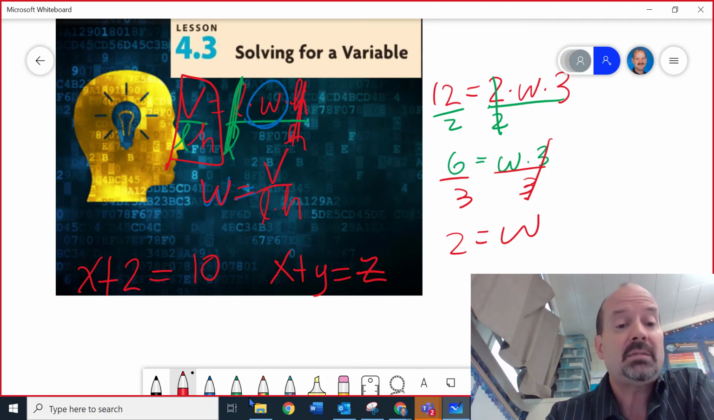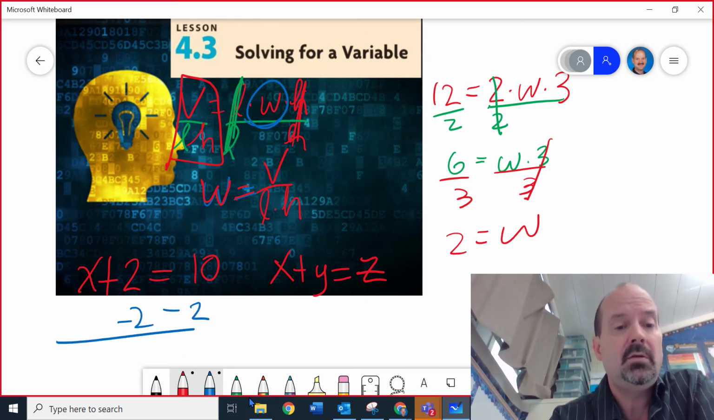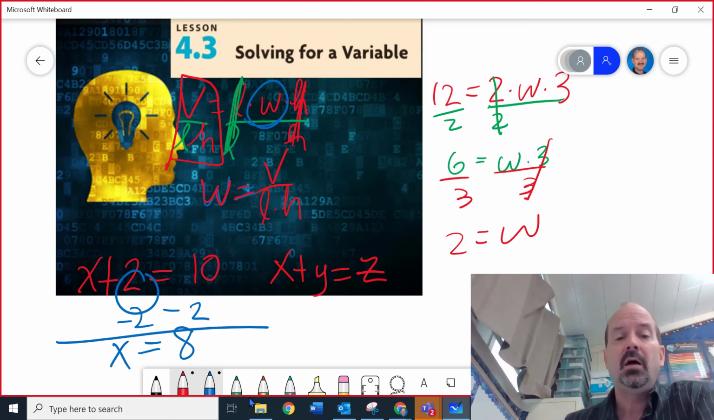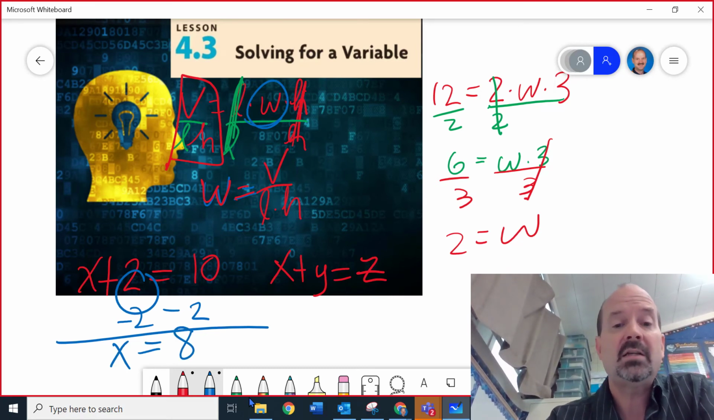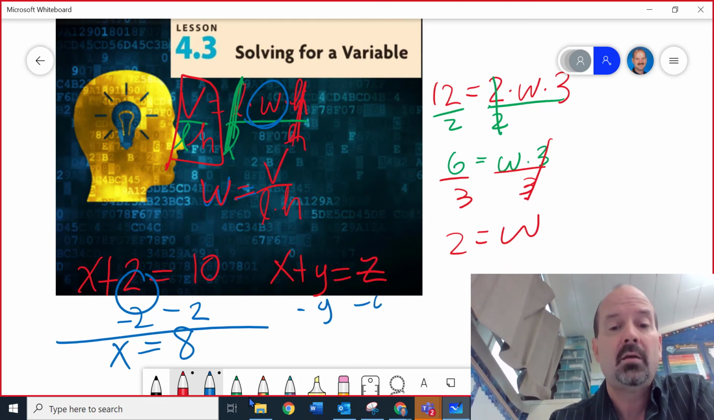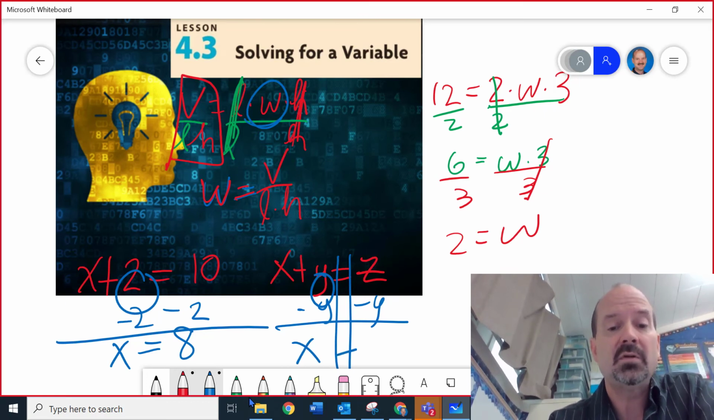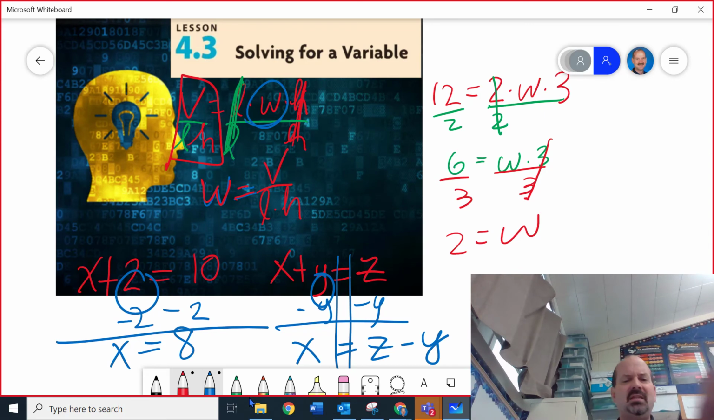So to solve X plus 2 equals 10, you would just subtract 2 on both sides, right? And you get these cancel. X equals 8. On the right-hand one, if you wanted to solve for X, you would subtract Y. And then these cancel, and you get X equals Z minus Y. Well, what kind of answer is that? It's just all letters. Well, that's the answer today. It's solving for X in terms of Y and Z. So solving for a variable in terms of the other variable, that's the kind of thing we're doing today.